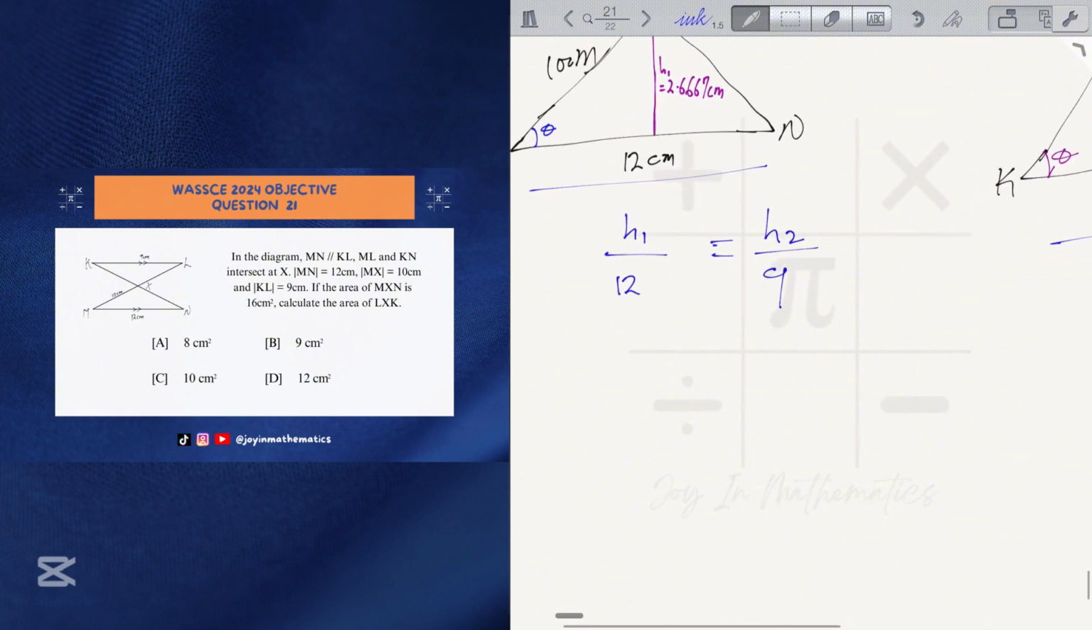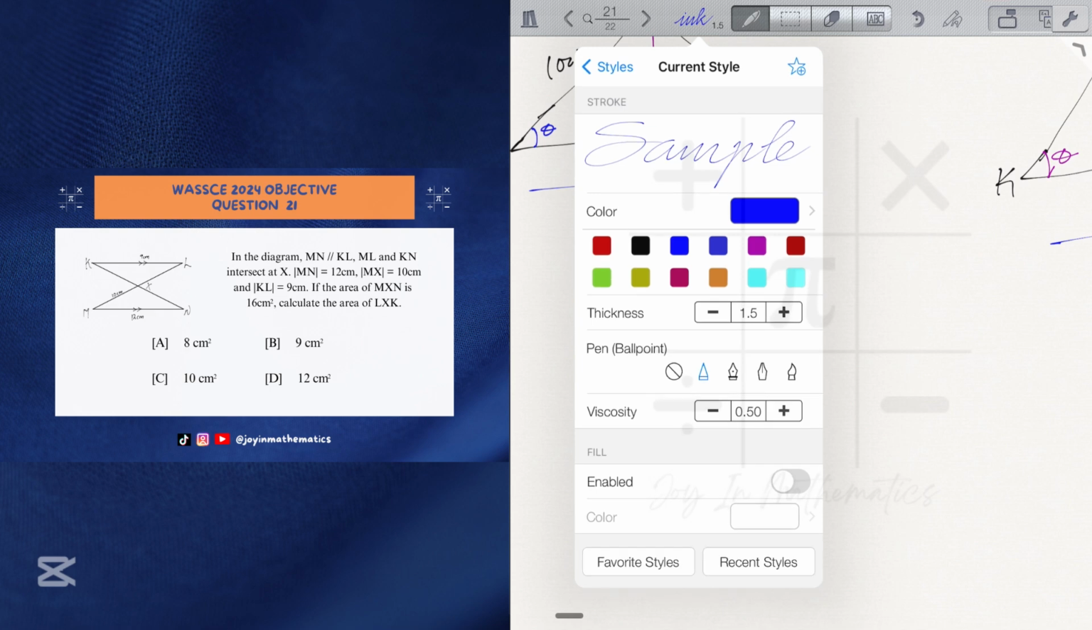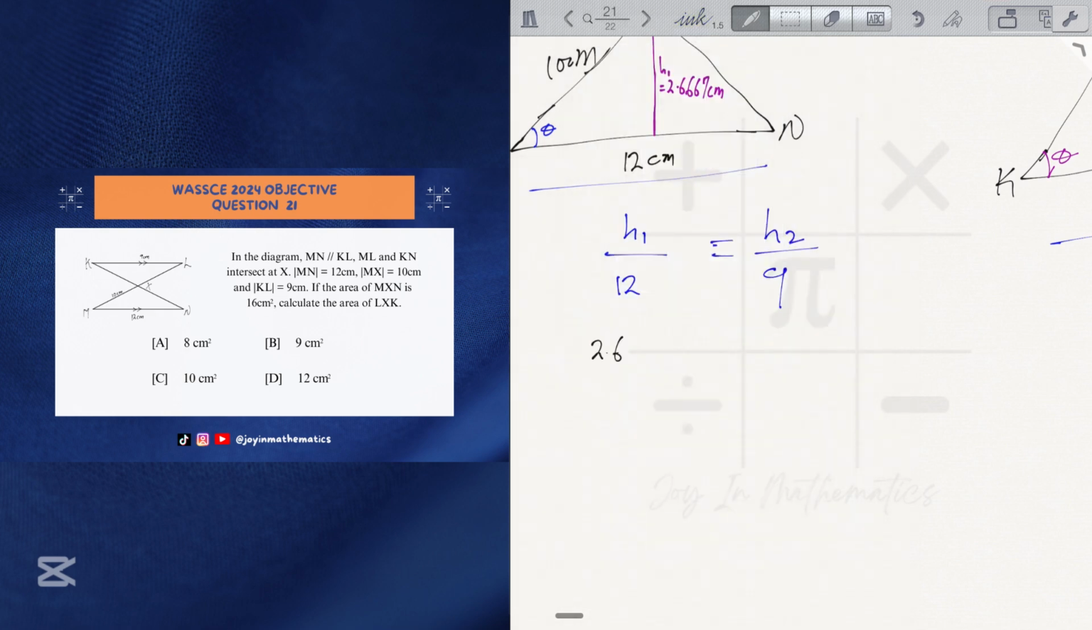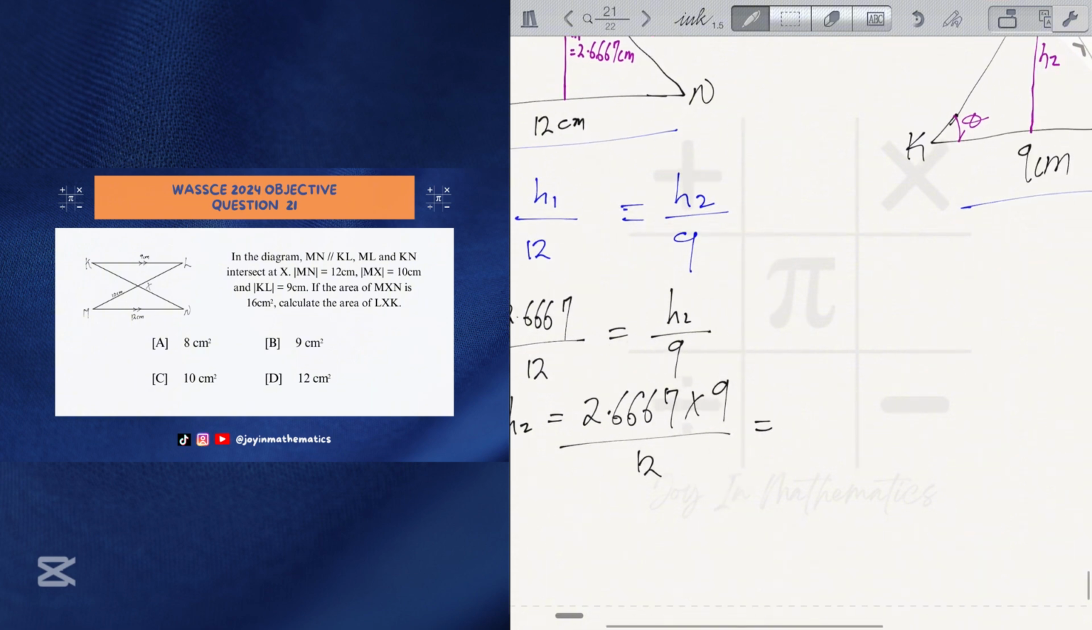So we have a value for H1 already. So H1 is 2.6667 divided by 12, and H2, what we're looking for, divided by 9. Making H2 the subject of the formula, this will result in 2.6667 multiplied by 9 divided by 12. Simplifying this, we will have 2.00 centimeters.